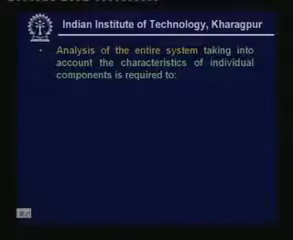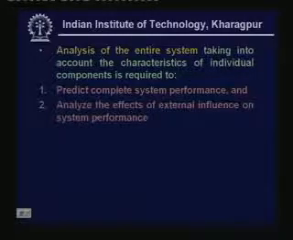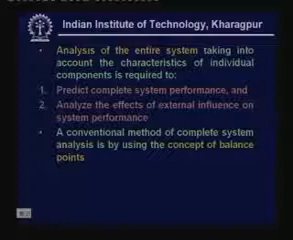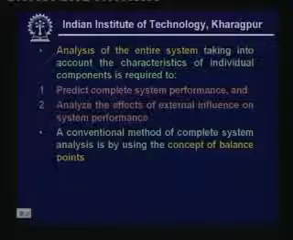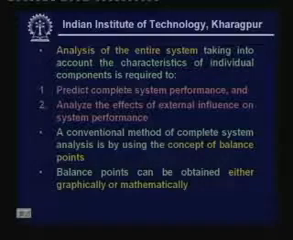A change in condition of one component affects performance of other components. Analysis of the entire system, taking into account the characteristics of individual components, is very much required to predict complete system performance and analyze the effects of external influence on system performance. A conventional method of complete system analysis is by using the concept of balance points. Balance points can be obtained either graphically or mathematically.